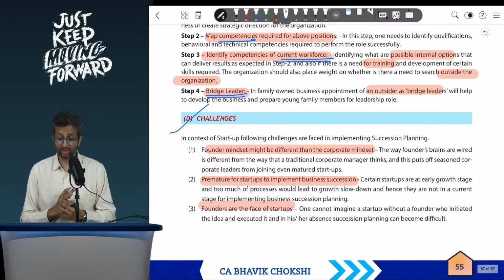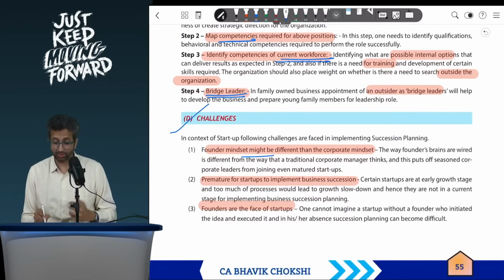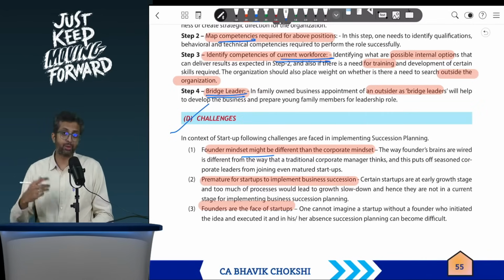Challenges in case of succession planning: the founder's mindset is very different from the corporate mindset. So the way a founder thinks is very different from how a corporate manager thinks. It is premature for startups. Now we are growing.